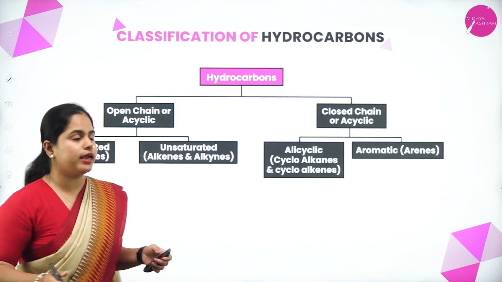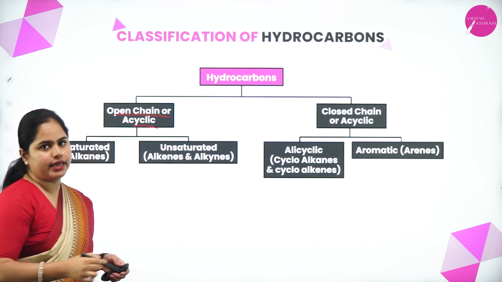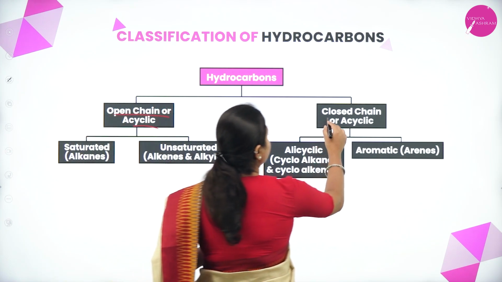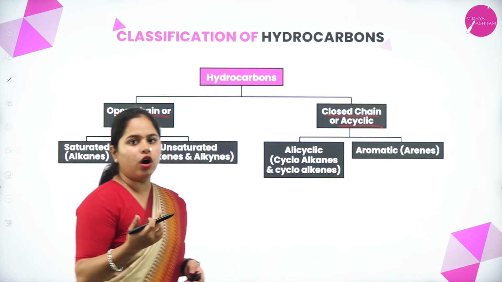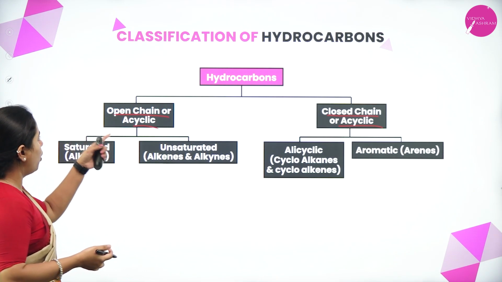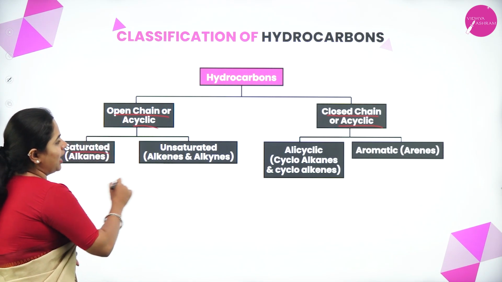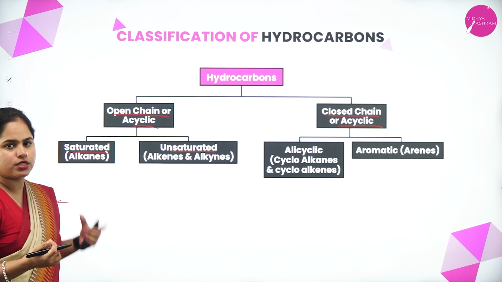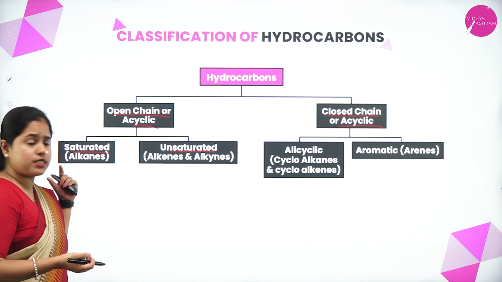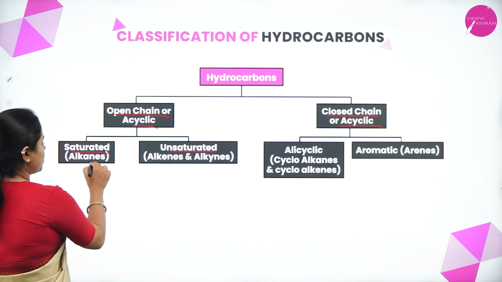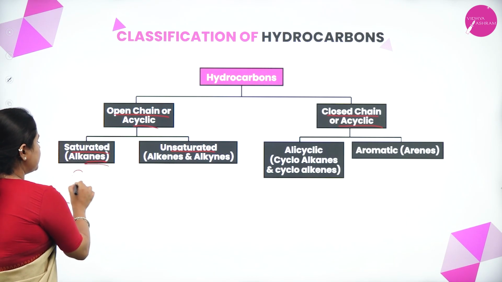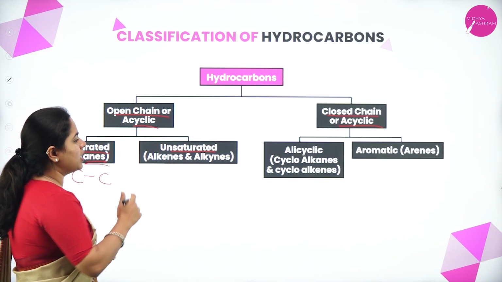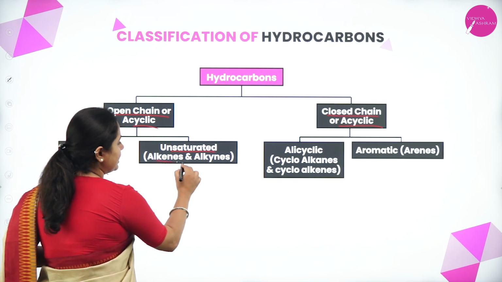Hydrocarbons are broadly classified into open chain or acyclic, which does not contain any cyclic structures, and closed chain or cyclic. Open chain or acyclic is further classified into saturated and unsaturated. First is the saturated hydrocarbons. Under saturated hydrocarbons, you have alkanes. Alkanes are those hydrocarbons which contain only single bonds. The next one is unsaturated hydrocarbons, that is alkenes or alkynes.